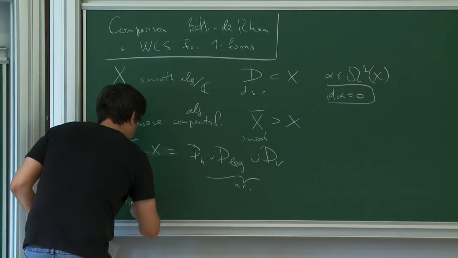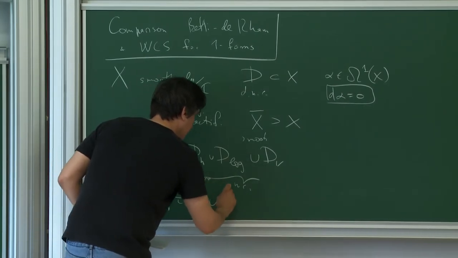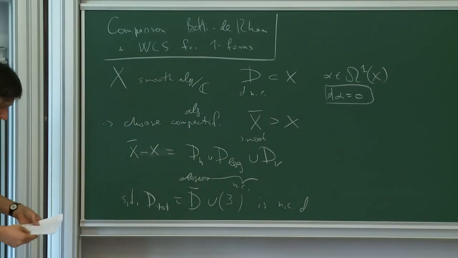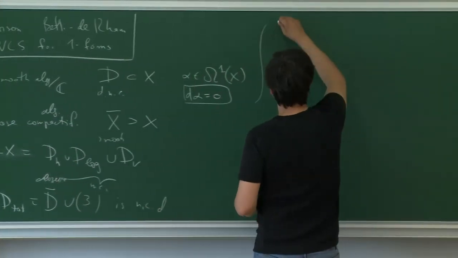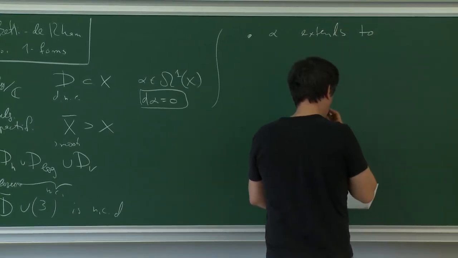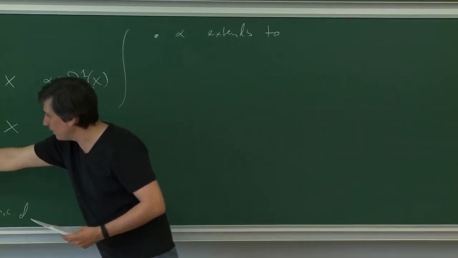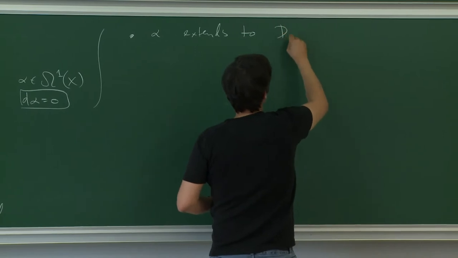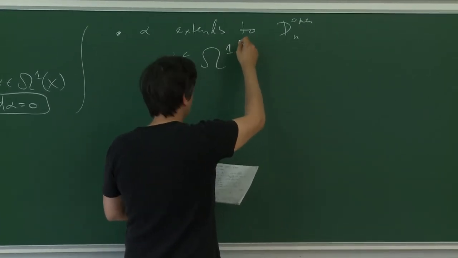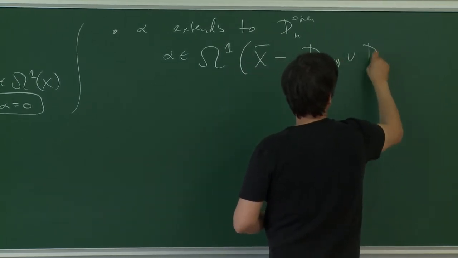And set that D total, which is the closure of D union with these three things, is again a normal crossing divisor. So in X bar, I have four types of boundaries, and the properties are the following: the form alpha extends to the open part of the horizontal part. Or equivalently, I just write the form by the same letter, alpha, considered as a form on X bar minus the logarithmic and vertical parts.